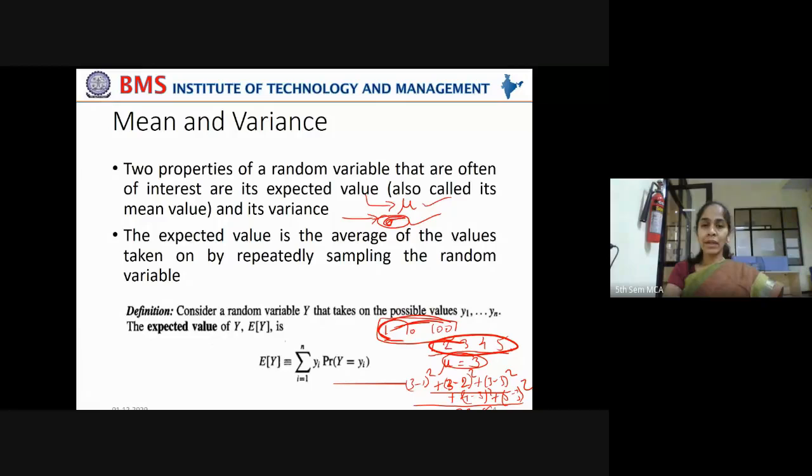Right? Now the expected value is the average of the values taken on by repeatedly sampling the random variable. When we are taking a sample out of a population and repeatedly perform the sampling, then you take an average, that is the expected value of that sample. Or if you are calculating error, it is the expected value of the sample error. Okay, so what is the formal definition given for this?